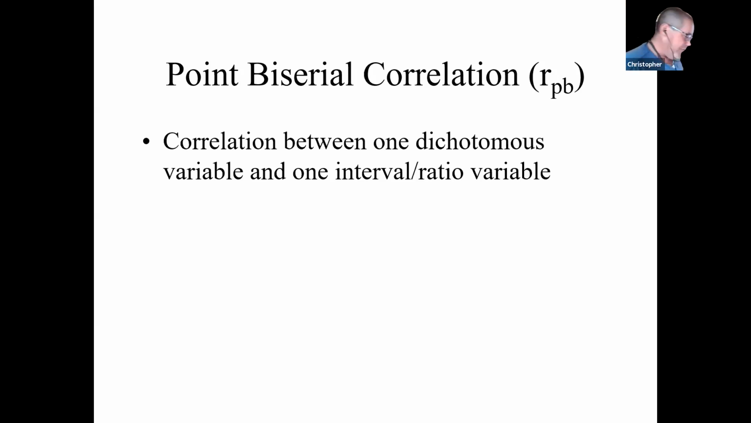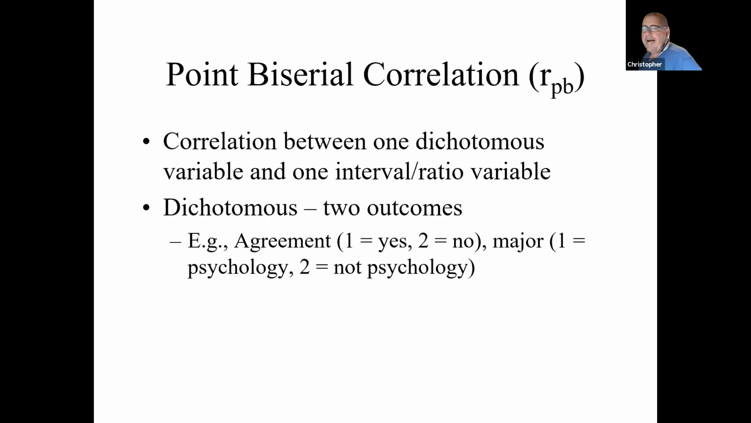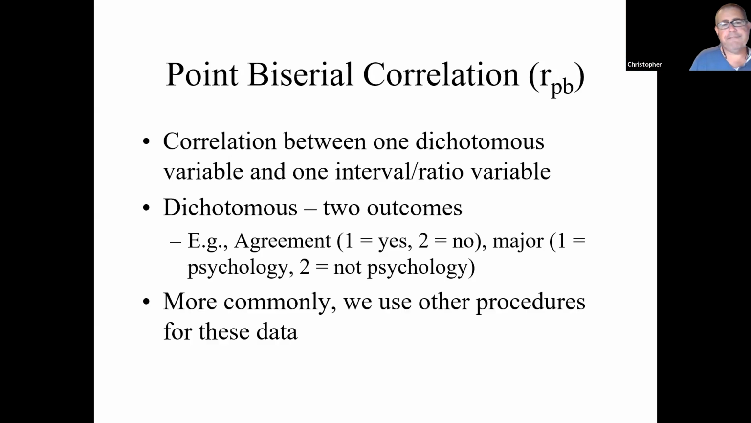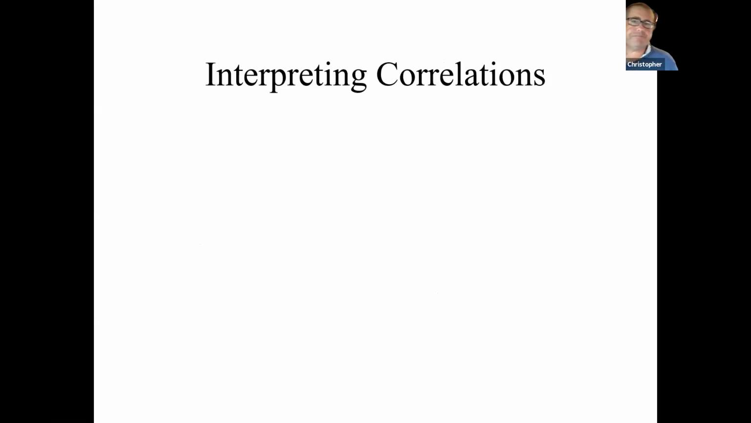This really isn't very useful, as we can use Pearson's for this, but I wanted to mention it because I know people Google stuff and you might come across this. It's a very special case statistic. It was really just developed for a shortcut calculation approach. Dichotomous just means having two categories like yes or no questions. And more commonly, we do some other procedures for these types of data, like the Pearsons.